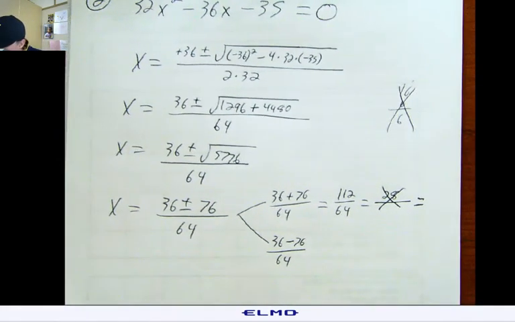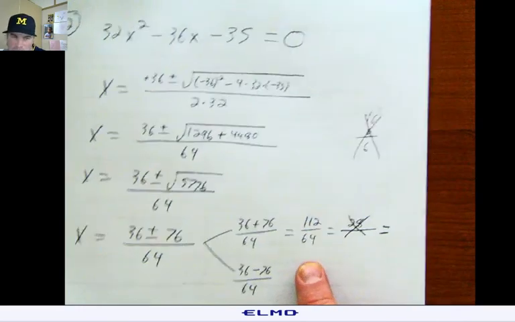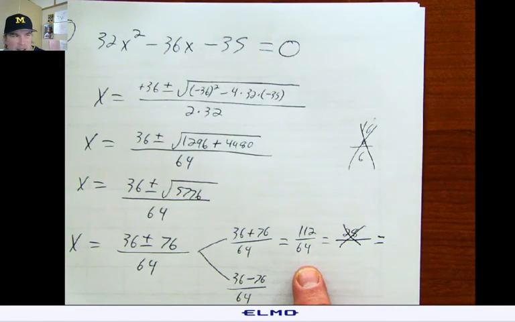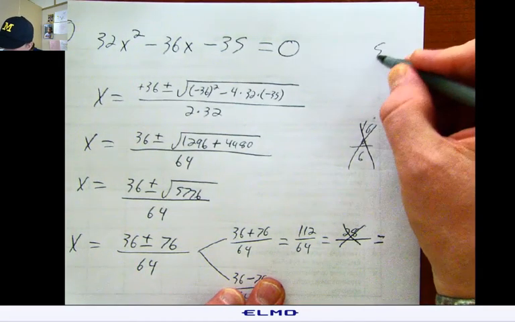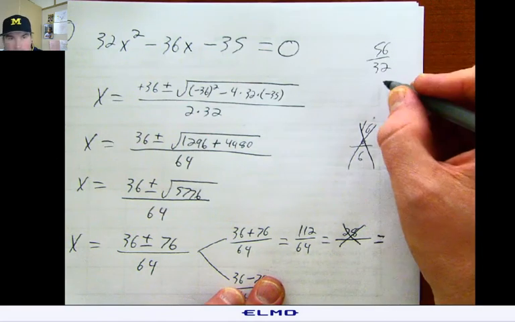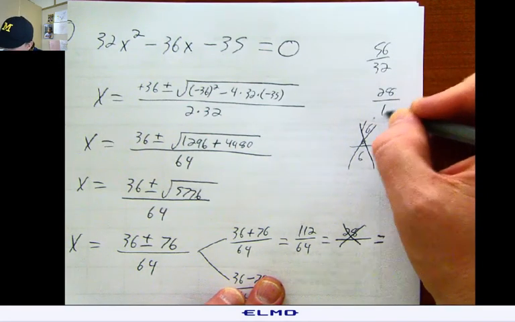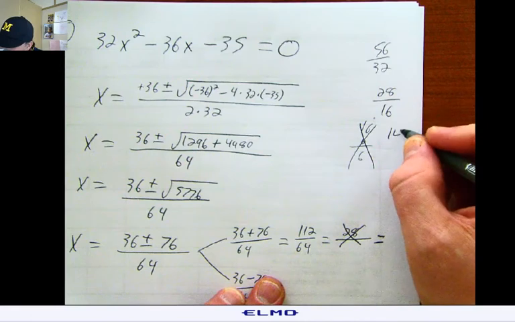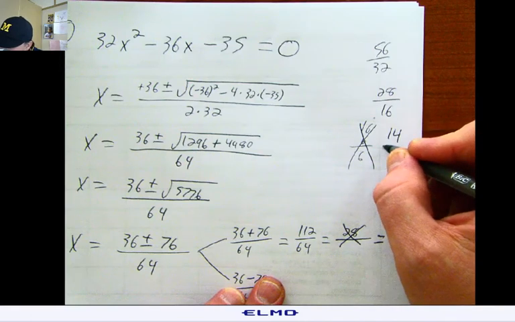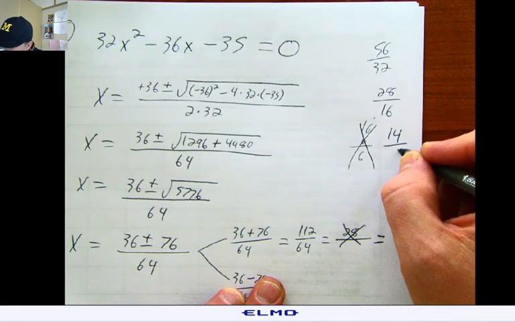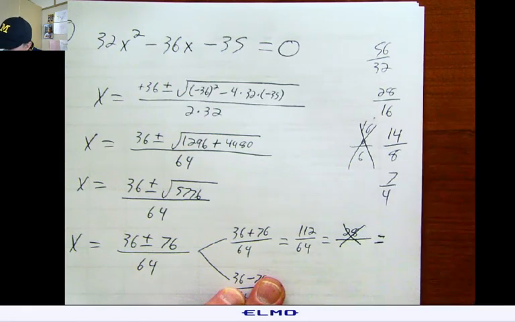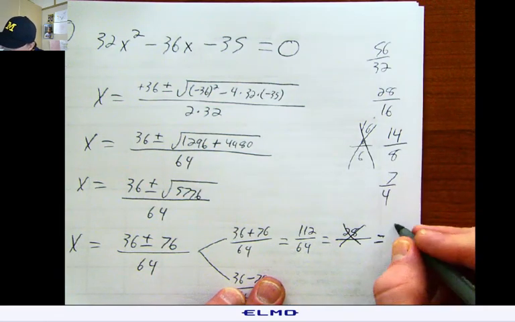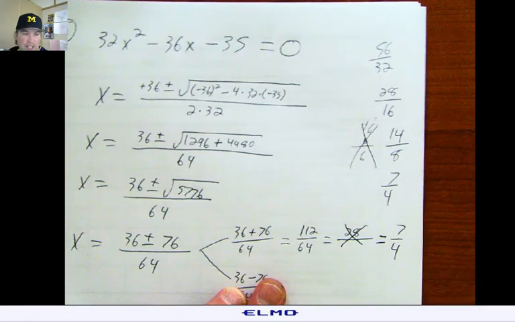Okay, I'm going to reduce with, I'm a pretty bad reducer. I'm not a bad reducer. I just normally go part by part. 56 over 32 becomes 28 over 16 becomes 14 over 8, which becomes 7 over 4. So this is equal to 7 over 4, huh? I get that. Yeah, 16 times 7. There you go. All right, so 7 over 4 is my first answer.